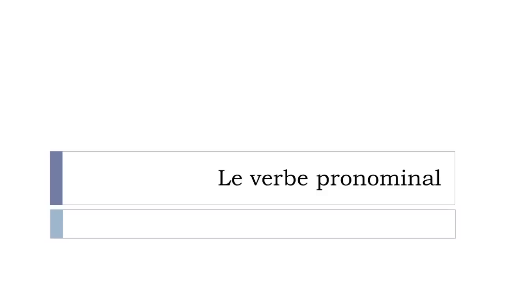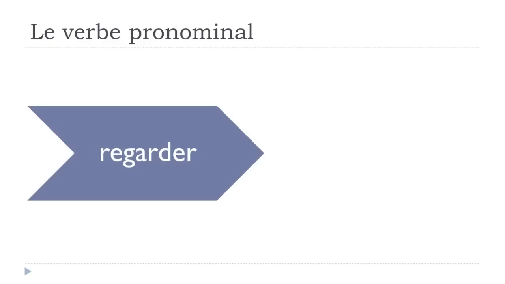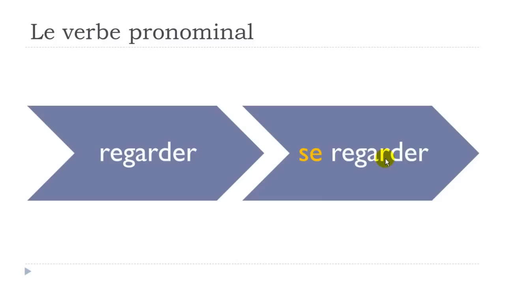Le verbe pronominal. So, what is le verbe pronominal? So first we'll take an example. Regarder, to look, to watch. Okay? And then, se regarder. In that case, it would be to look at oneself, okay? So that's the important thing about this verbe pronominal. Le verbe pronominal will be constructed all the time with this se before the verb. Se regarder, okay? And this se will basically change the meaning of the verb because regarder, to look, to watch, se regarder, to look at oneself.